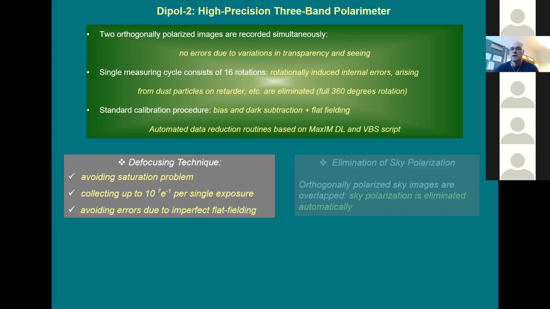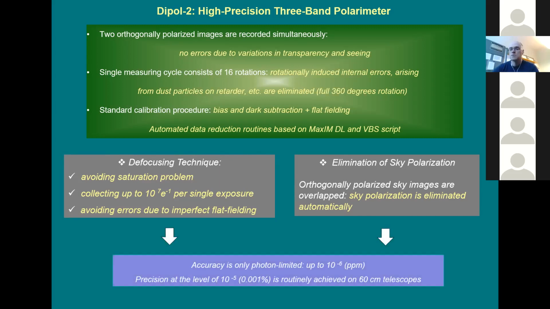The second key factor is that we use a plane parallel calcite. Instead of using a more sophisticated Savart or Wollaston prism, we intentionally use plane parallel calcite because it splits the 2 orthogonally polarized light beams in parallel. So with such a method, the orthogonally polarized sky images are overlapped and overlaid over each of the dual stellar images. Because of that, the sky polarization is eliminated optically and automatically. So our polarimetry with DIPOL-2 is not affected by the sky polarization.